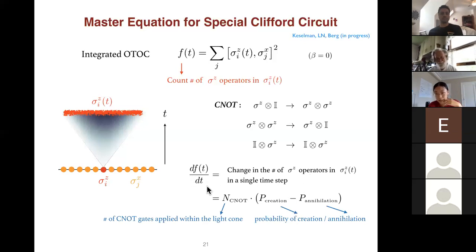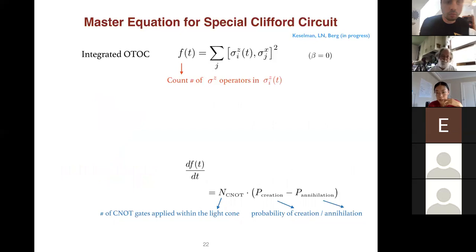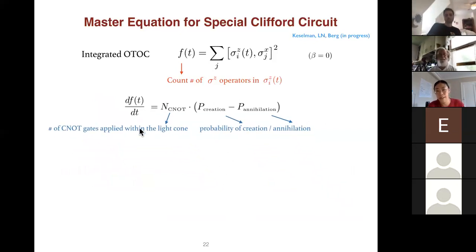So that's how this df/dt can be expressed using those quantities. So that's the basic idea of how this master equation or this rate equation can be written down. And we can be more specific. It might be a little technical here, but let me explain every step.